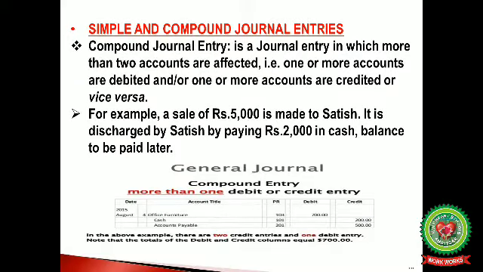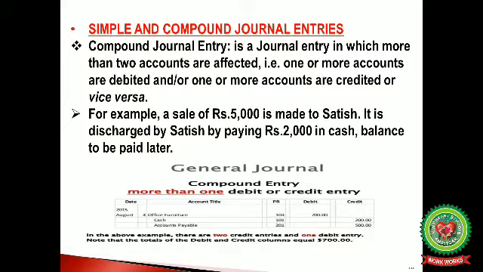Now, the next is compound journal entry. It's a journal entry in which more than two accounts are affected. That is, one or more accounts are debited and one or more accounts are credited, or vice versa. For example, a sale of 5,000 is made to Satish. It is discharged by Satish by paying rupees 2,000 in cash, balance to be paid later. So, another example here, the office furniture, cash and accounts payable have been included.